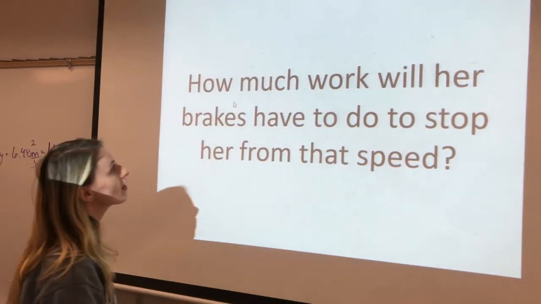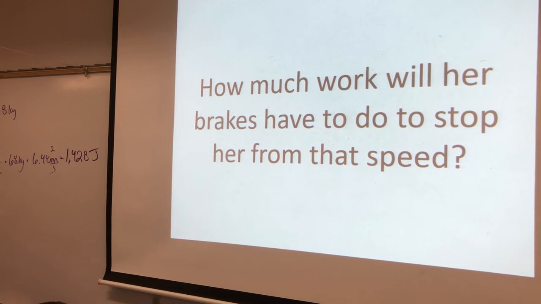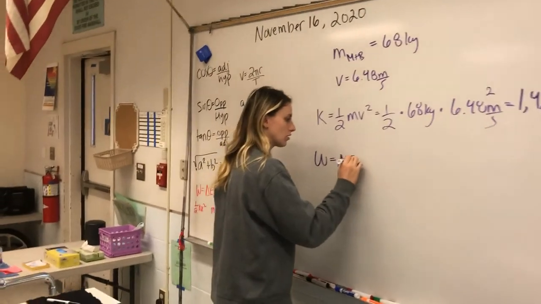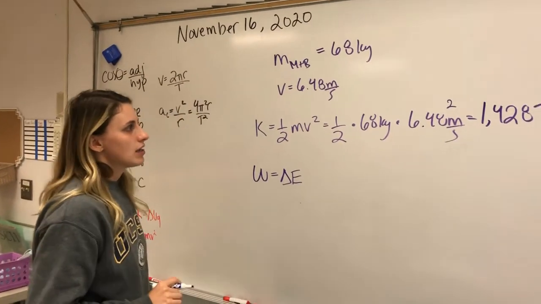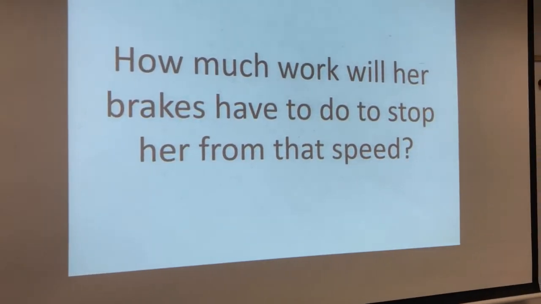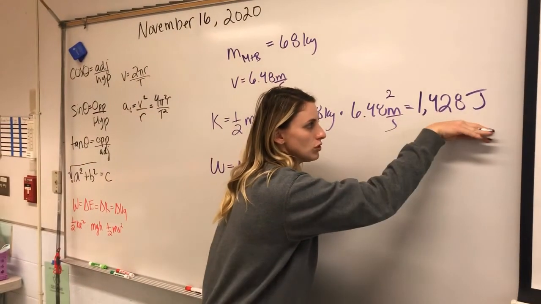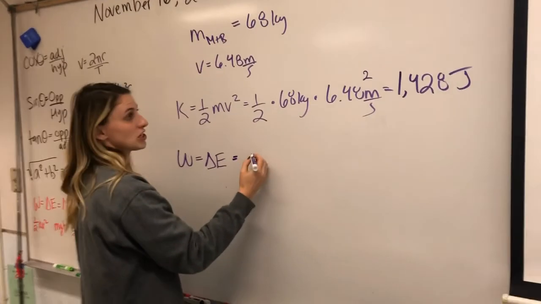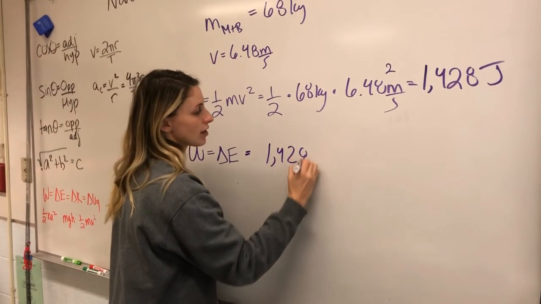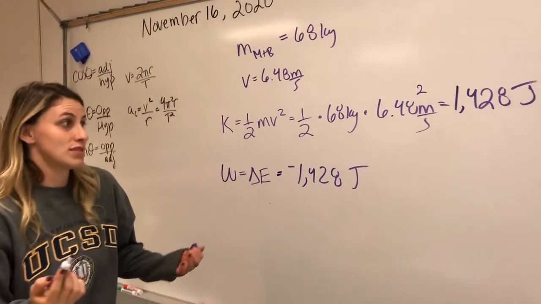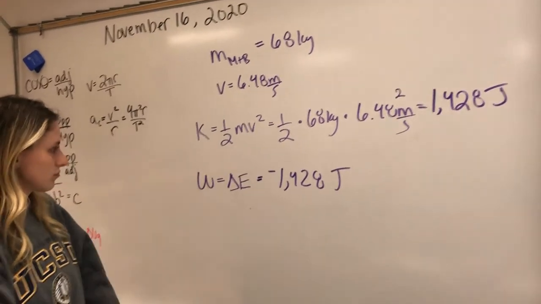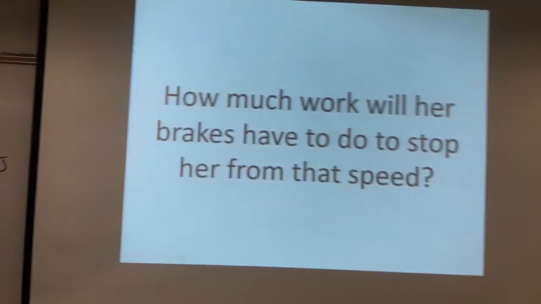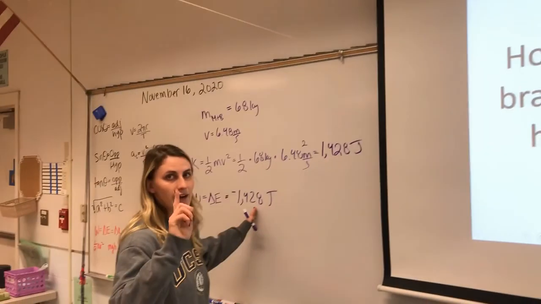How much work will her brakes have to do to stop her from that speed? What does work do? Well, work changes energy. And if you've got energy, how much energy is it going to have when it's stopped? If it takes this much to move, it's got to be the same number but opposite to stop. Work changes energy. It'll be this number right here, but it's a negative number, because the final energy is 0 minus the original, so that gives you a negative. 0 minus this, and it's 0 because the final kinetic energy is zero, I'm stopped.